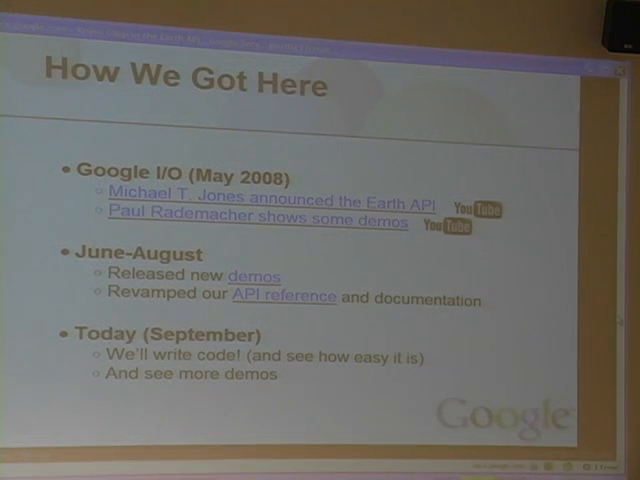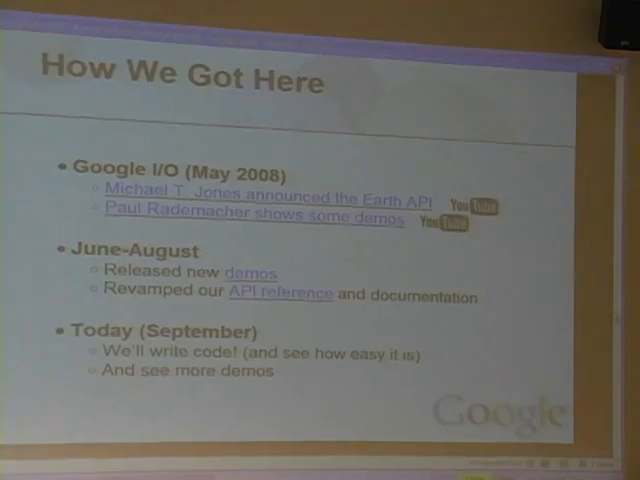In June through August, we've been releasing new demos, and we actually revamped our API reference, and we've provided some new documentation. So people that haven't been able to use the API because they're not sure how to use it and such, they've been getting more and more resources recently in the past 3 months. So today, September, we're going to start writing some code and see what it looks like, and we'll show off some more demos, and hopefully this can be another step forward in the life of the Earth API.